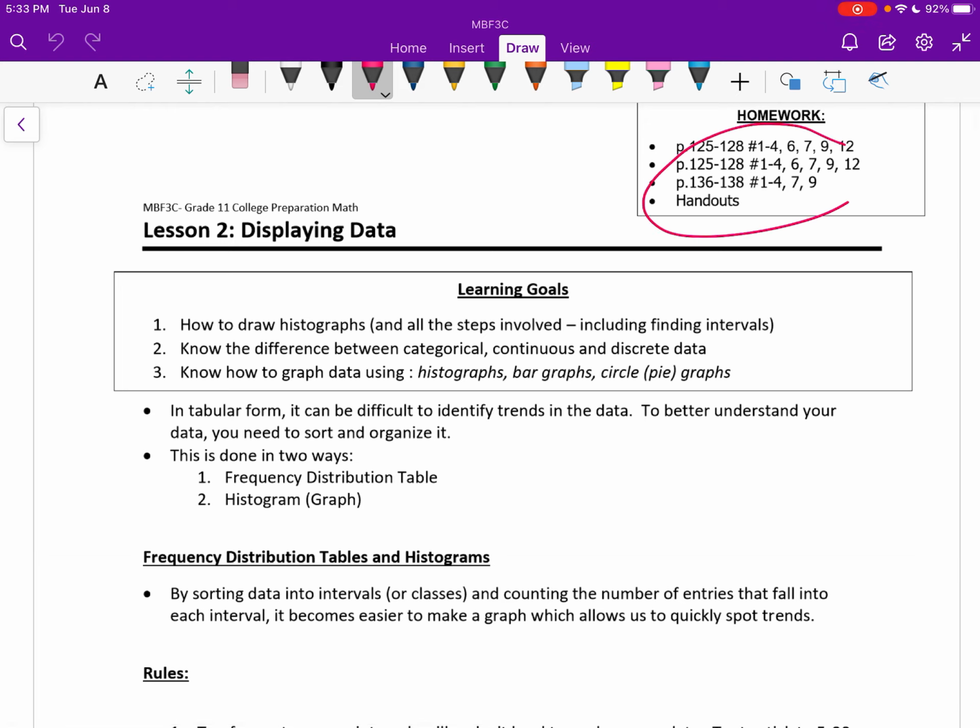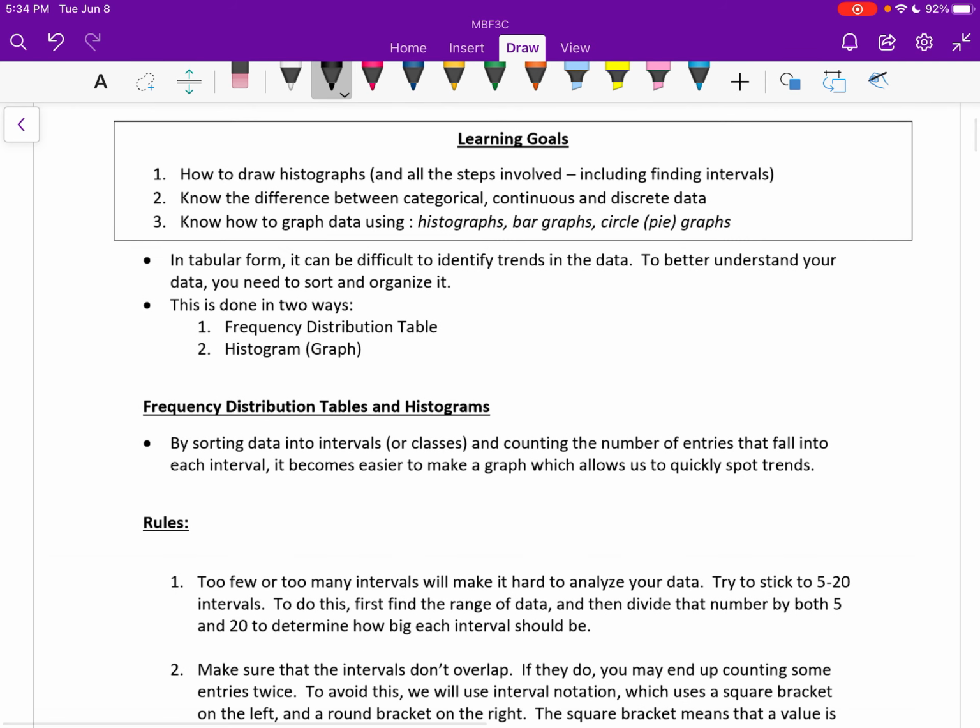Homework pages are up here. So you're going to be doing page 125 to 128, numbers 1 to 4, 6, 7, 9, 12. Sorry, that's just a repeat, so ignore that. And then 136 to 138, 1 to 4, 7, and 8, and then there's also handouts that I'm going to put up. Okay?